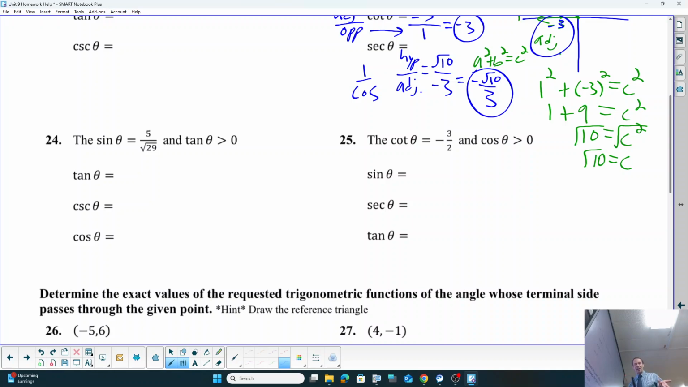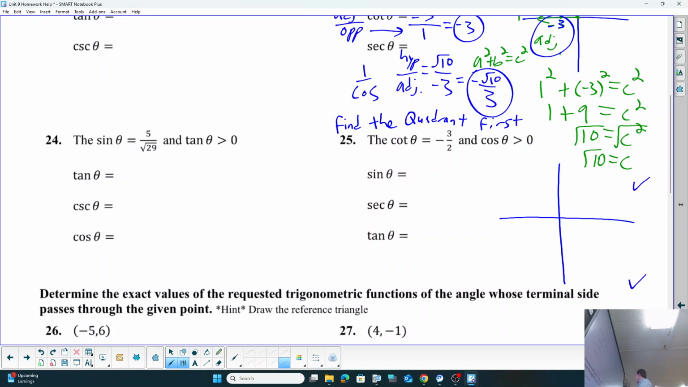Okay, so cotangent. You have to find the right quadrant first. So cosine is greater than 0. So then we're going to go and think, where's cosine greater than 0? Cosine is greater here and here. Cosine is greater than 0, or in other words, positive. So it's positive here and here. Okay, where's cotangent negative?